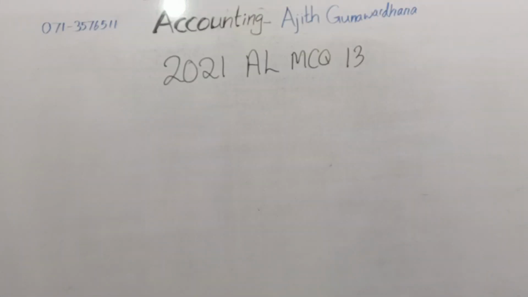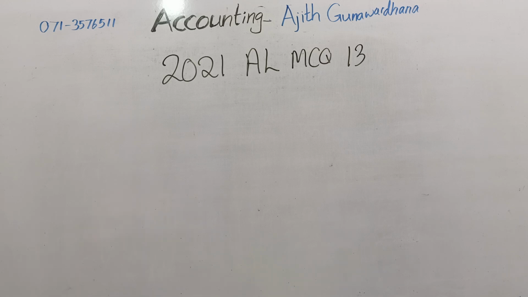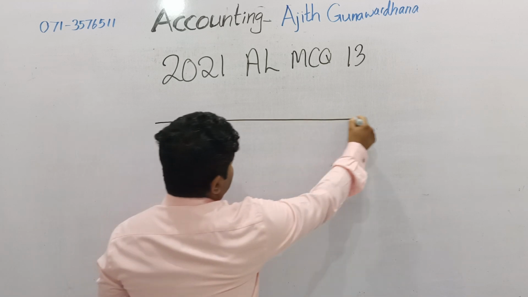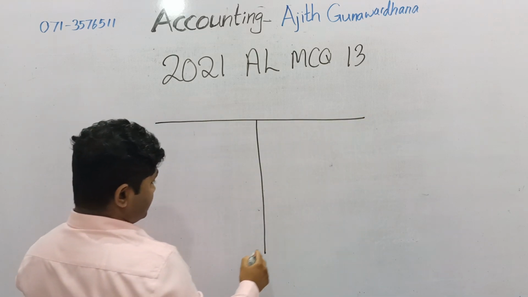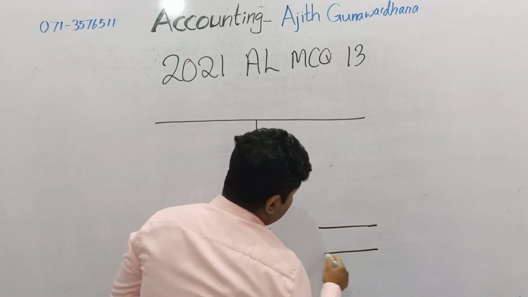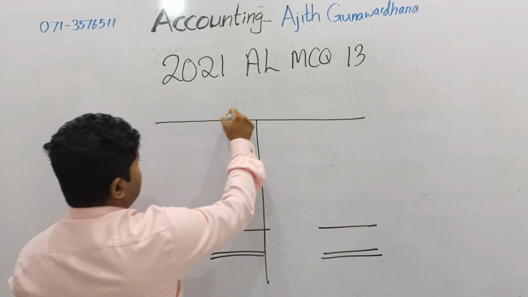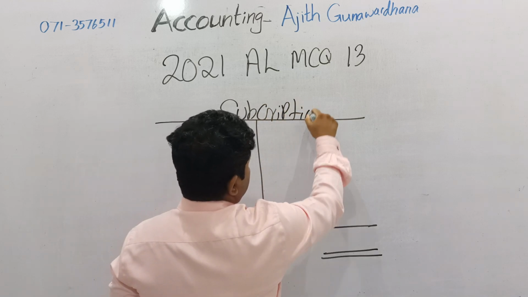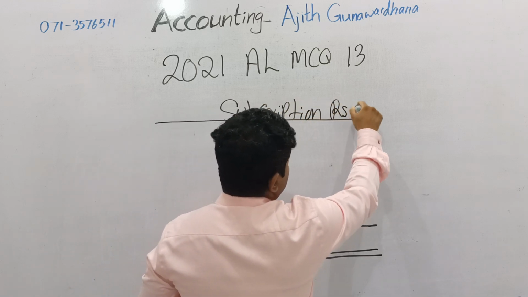For subscription income, you have to prepare a subscription account. Based on accrual concepts, whether cash is received or not, the amount should be considered as income for the year. Therefore, prepare the subscription account and record the given balances, in thousands.